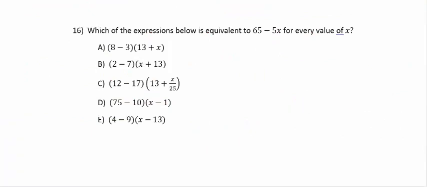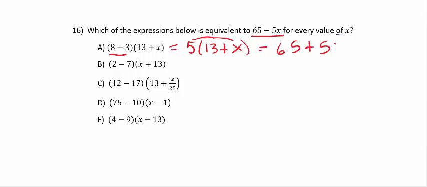Number 16. Which of the expressions below is equivalent to 65 minus 5x for every value of x? Well, to find out, we have to simplify each one until we find an equivalent expression. So first we're going to go ahead and subtract what's in the parentheses here. 8 minus 3 is 5, and then we can distribute that to 13 plus x. When we distribute, 5 times 13 is 65, and then 5 times x is 5x. Well, that's not the same thing, so we know it's not that one.